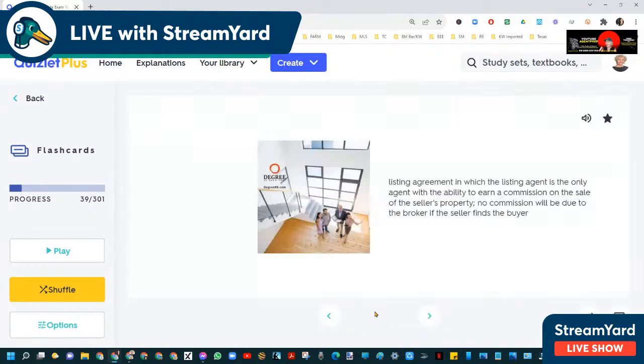Some of these seem like they might be difficult, but they're not, right? We're doing fill in the blanks. A listing agreement in which the listing agent is the only agent with the ability to earn a commission on the sale of the seller's property. No commission will be due to the broker if the seller finds the buyer. If the seller brings the buyer, they don't pay a commission. If a realtor, the listing agent, or any other realtor brings a contract, a ready, willing, and able buyer, the seller pays the commission. So what kind of listing is that?